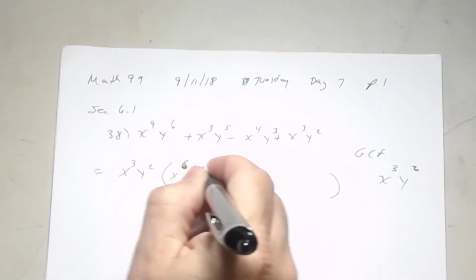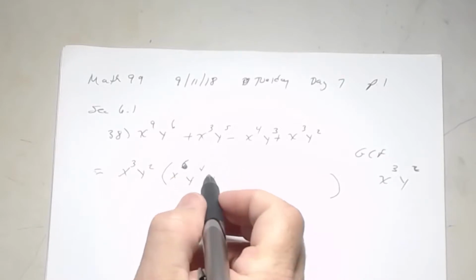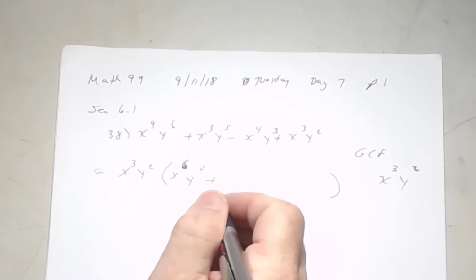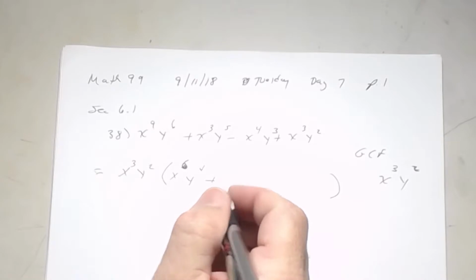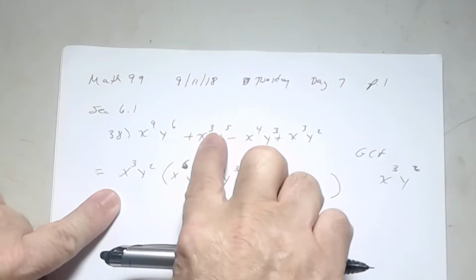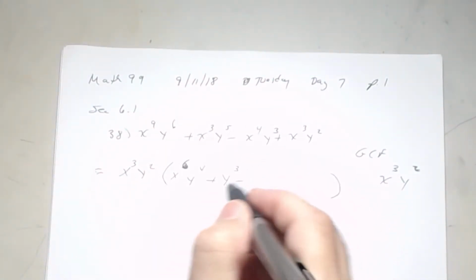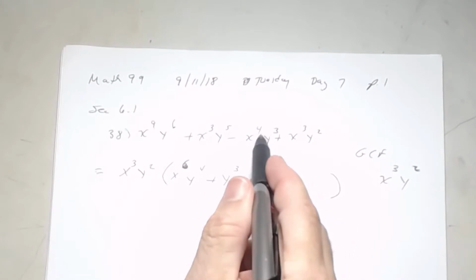4. Plus x cubed y squared times what is x cubed y to the 5th? What's the only thing I need? Just y cubed. That's all you need, because you don't need any more x's. All you need to put there is y cubed, because x cubed times x cubed is already listed. Minus x cubed times what is x to the 4th?